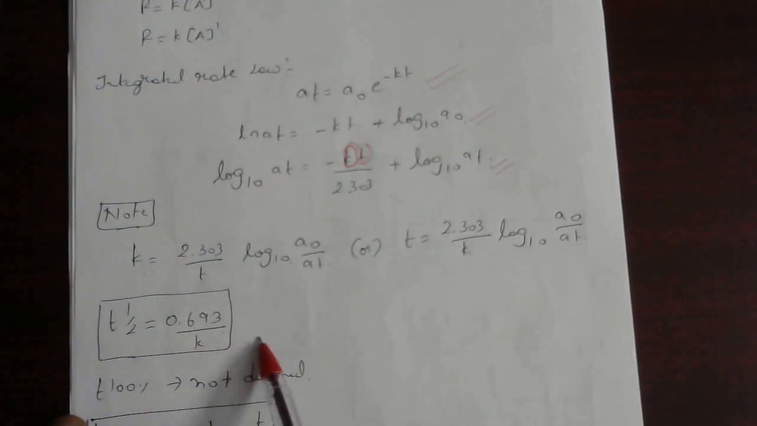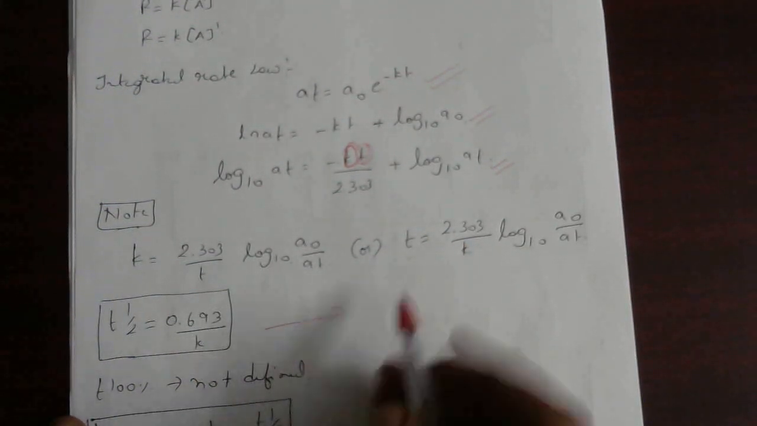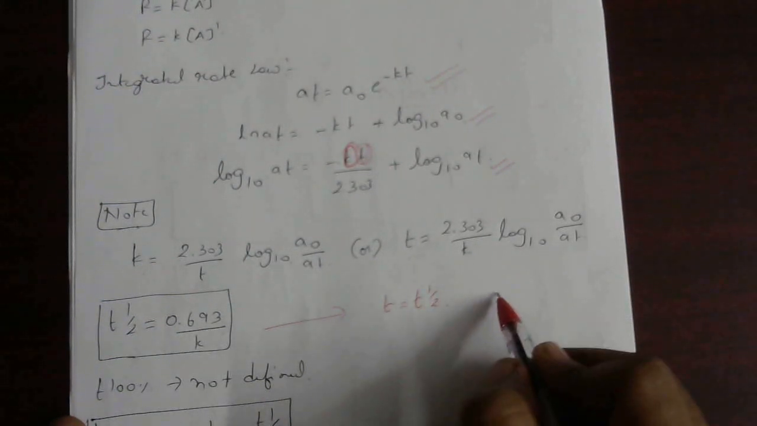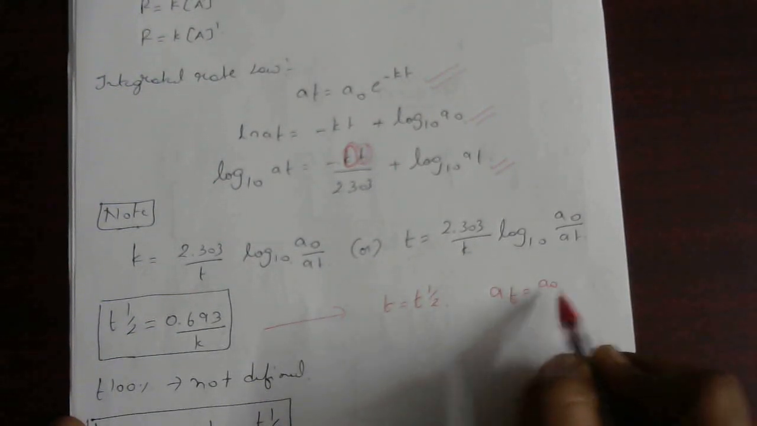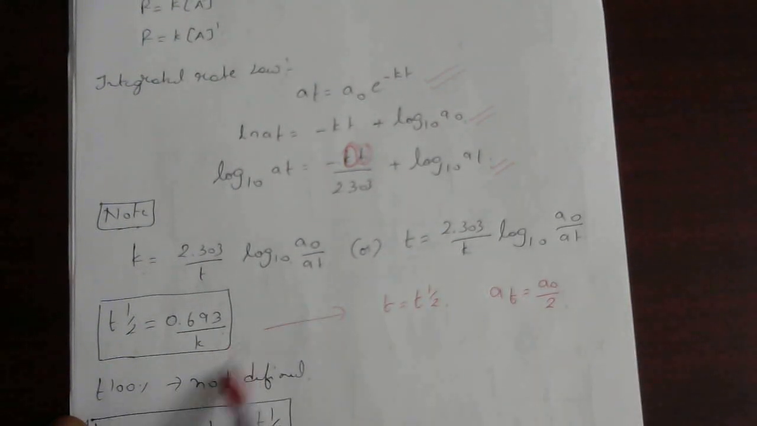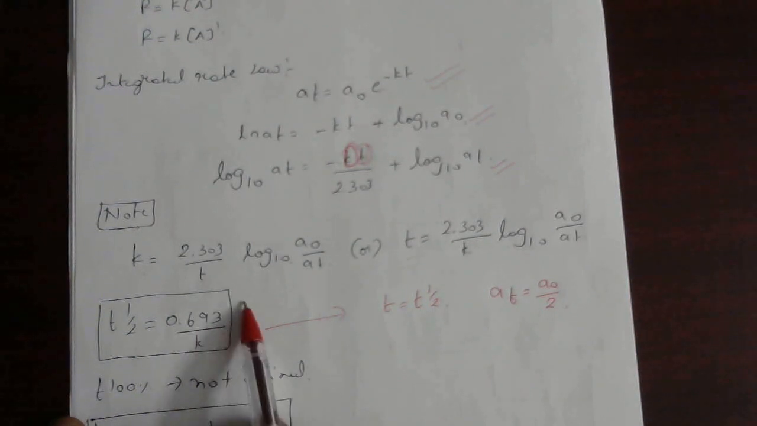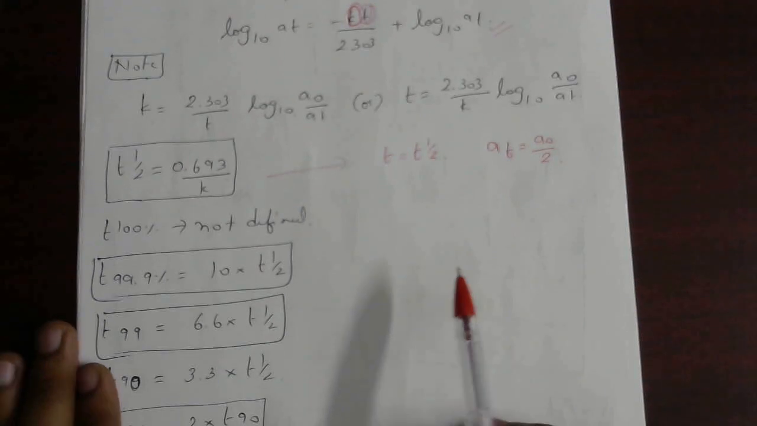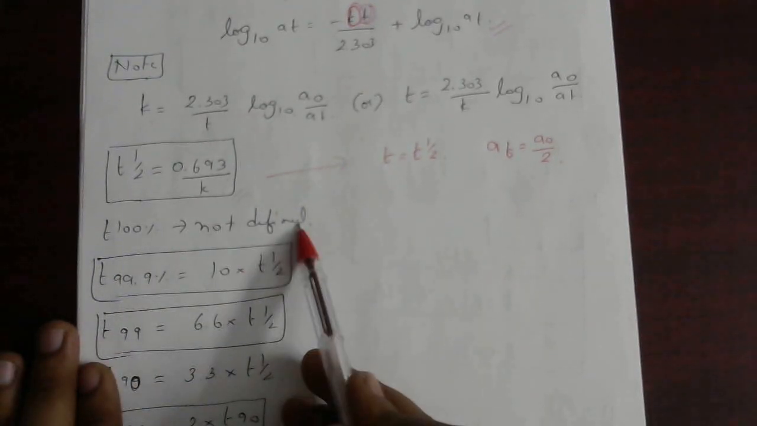If you calculate t half, I already said, t should become t half and At should become A naught divided by 2. Then you will get this particular equation. Did you observe here t half? Nothing is there. No concentration of reactant, no concentration of product, no concentration of intermediate, nothing. We have simply 0.693 divided by k. And t 100% is not defined, guys, here.